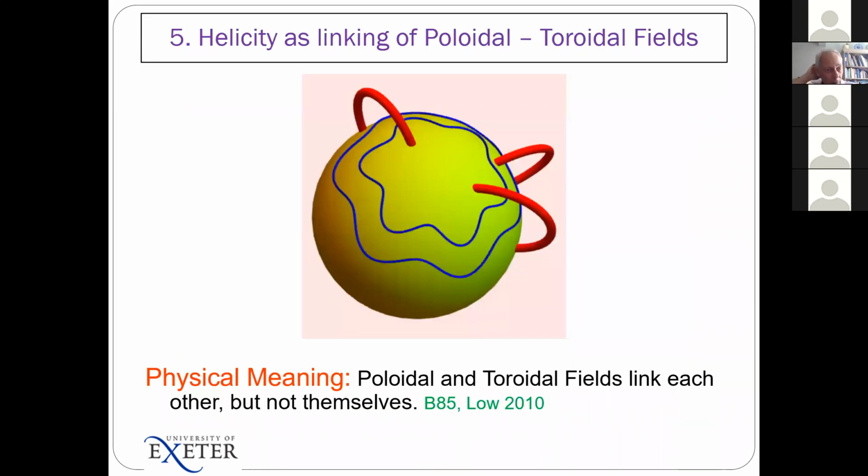Okay, I want to get back to this helicity linking of poloidal and toroidal fields, because if you do want to do fields that aren't in a sphere or a parallel plane, then there's a generalization of the idea of poloidal and toroidal fields that will help you.